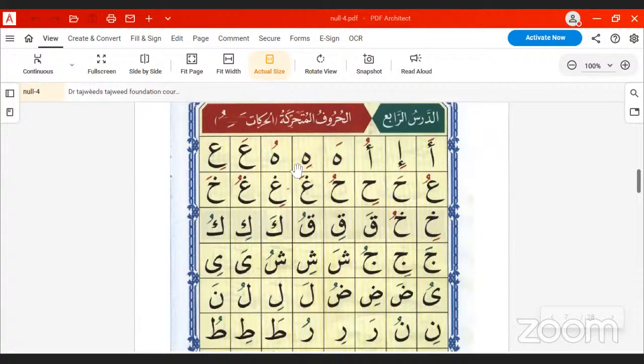I have already mentioned earlier that we are not going to learn the whole book of Nurani Qaida. Here we are learning the basic Tajweed course. So whatever is required, that is only enough. Only the important chapters will be included.